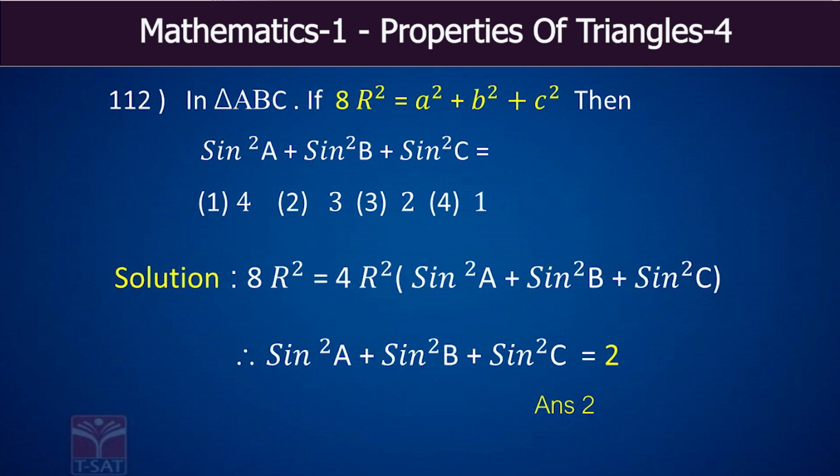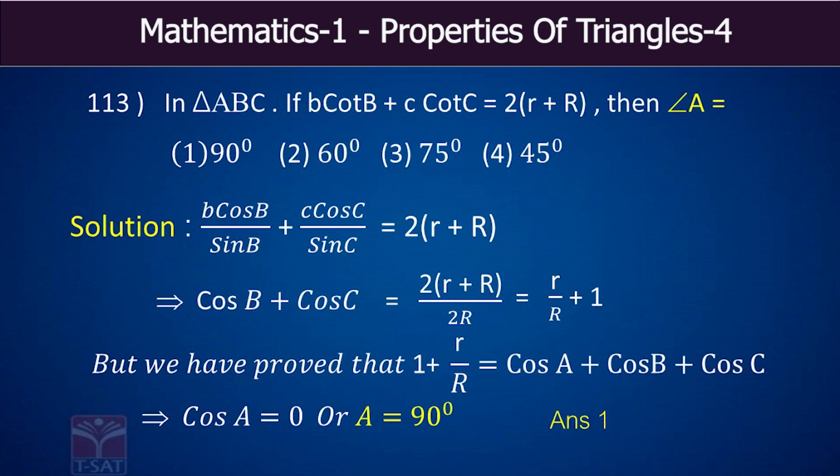Answer number 3. In triangle ABC, if b cot B plus c cot C is equal to 2 into (small r plus capital R), then angle A is equal to: 1) 90 degrees, 2) 60 degrees, 3) 75 degrees, 4) 45 degrees. Now after simplifying, b cos B by sin B plus c cos C by sin C is equal to 2 into (small r plus capital R). So that indicates cos B plus cos C is equal to 2 into (small r plus capital R) by 2 capital R, that is r by R plus 1. But we have proved that 1 plus r by R is cos A plus cos B plus cos C. Therefore cos A is equal to 0, or A is equal to 90 degrees.